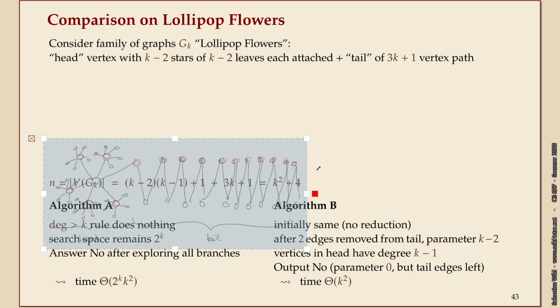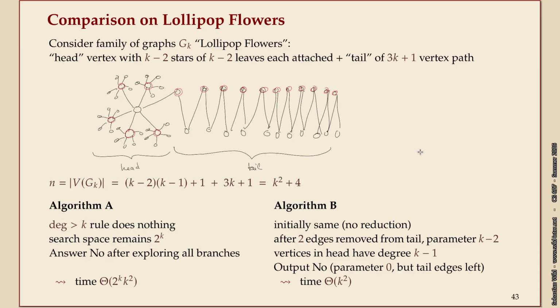What do our algorithms do on this example? First of all, I've done the counting for you in terms of the number of vertices. You can count the head, right? You have k minus 2 of these stars, then it's k minus 1 vertices each, plus the one in the center, plus the tail. So we have k squared vertices roughly. If you look at algorithm A, it first applies this reduction rule. Now, the way the graph is constructed, there are no vertices of degree k or larger. So our degree greater than k rule just does nothing to this graph. There are no high degree vertices.